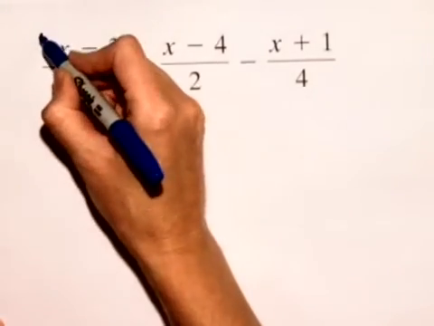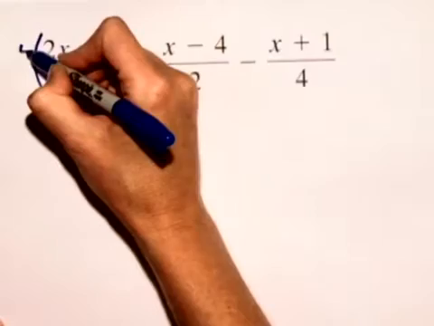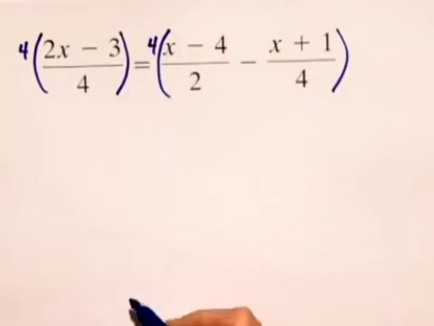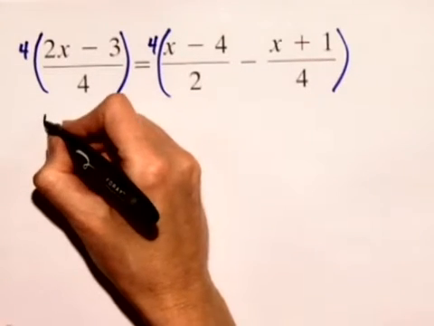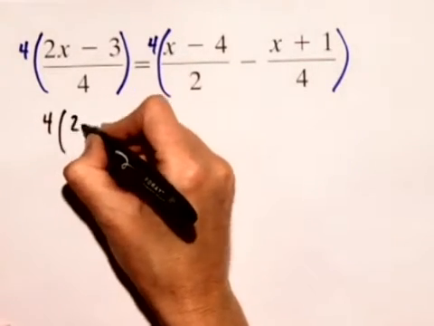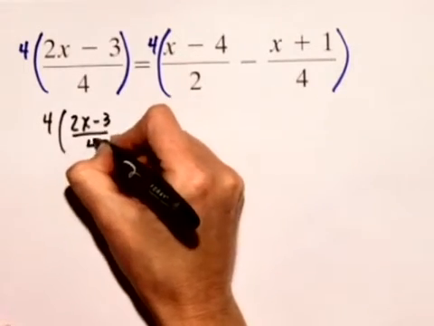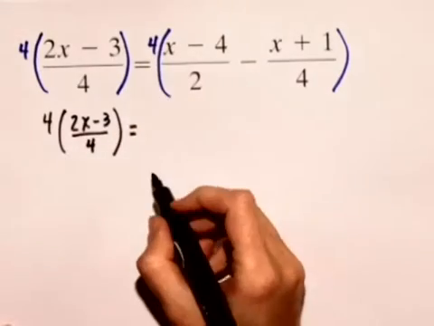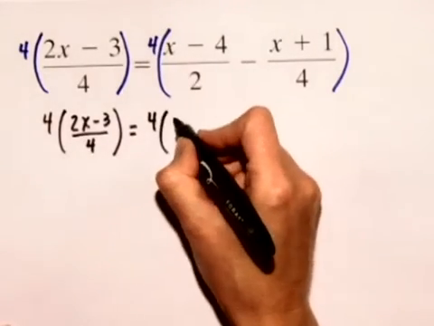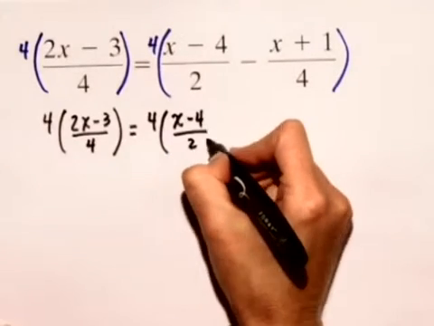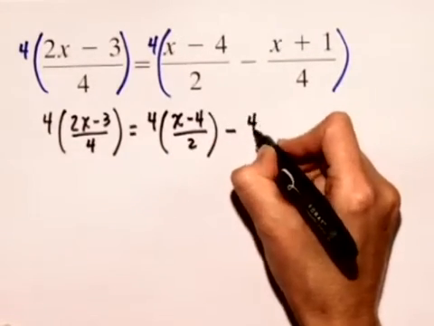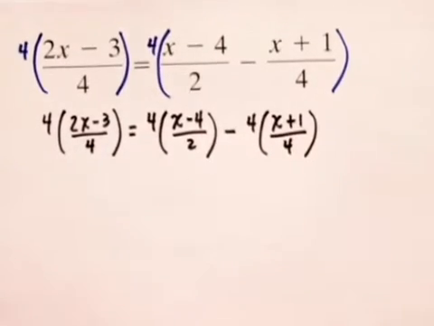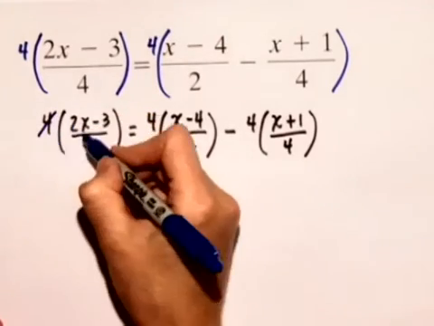So that tells us to multiply both sides of this equation by 4, and that will clear the fractions. So when we do that, we have 4 times the quantity 2x minus 3 over 4 is equal to, now we need to distribute the 4 through the right-hand side, and we have 4 times the quantity x minus 4 over 2 minus 4 times the quantity x plus 1 over 4. Now in this next step, we can divide out common factors.